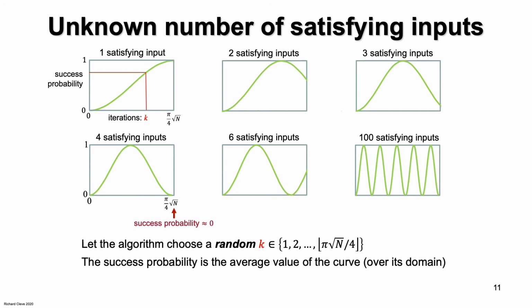When there are more satisfying inputs, the last partial rotation comprises a smaller region, so it has less effect on the overall average. So choosing k randomly within the range results in a constant success probability that's at least 0.43, regardless of the number of satisfying assignments. That's one way to solve the case of an unknown number of satisfying inputs to f.